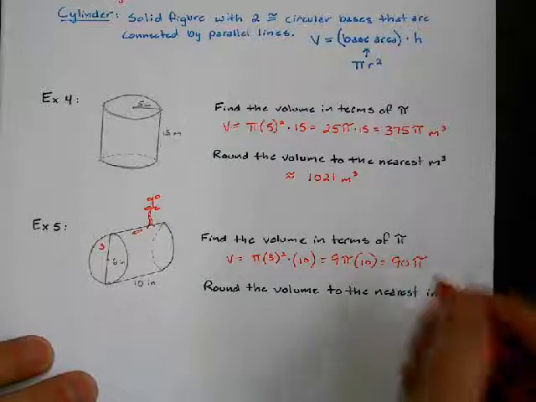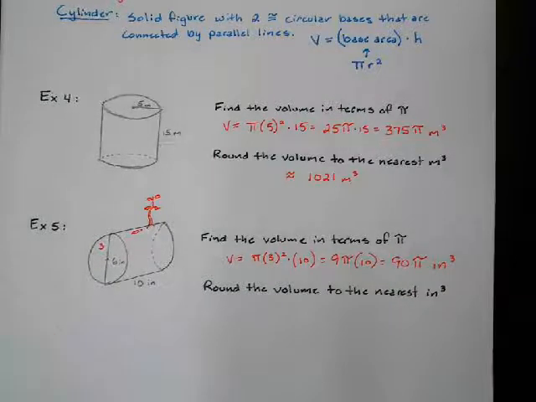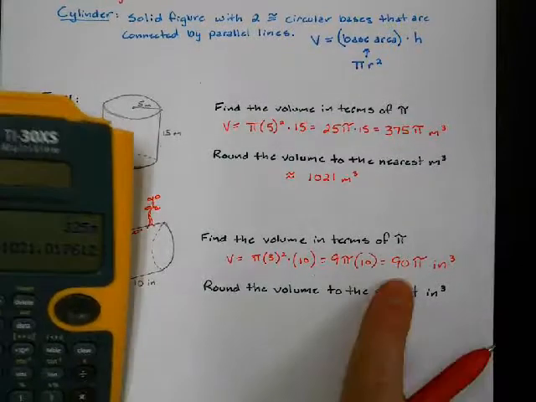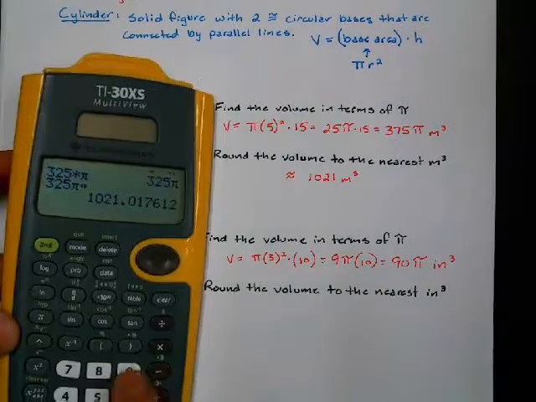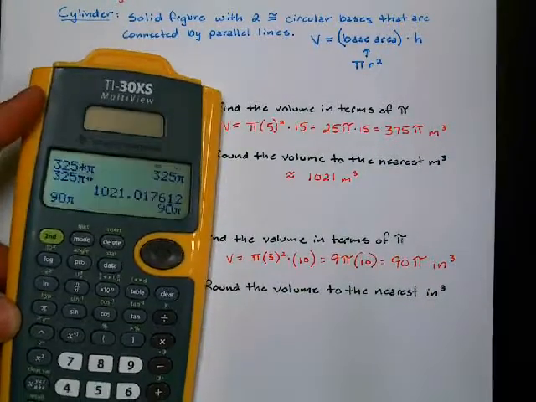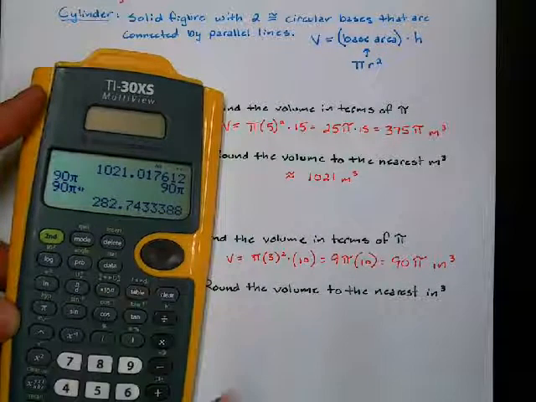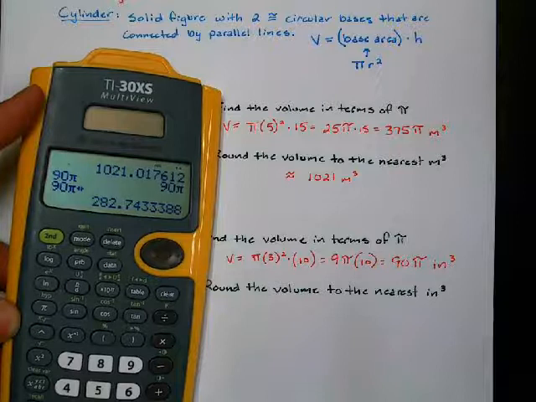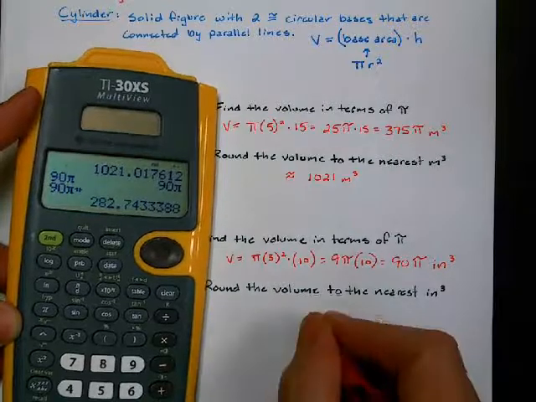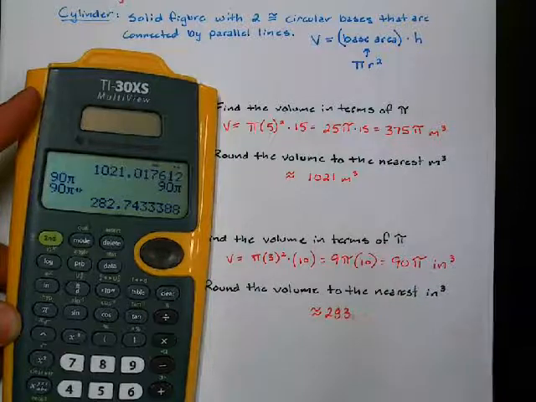So how many cubes that would be 1 inch by 1 inch by 1 inch? There'd be 90 pi of them. And how much is that actually as a rounded number? Let's see. We should get 282.7. Let's round that up to 283. So approximately 283. Again, exact answer, rounded answer.